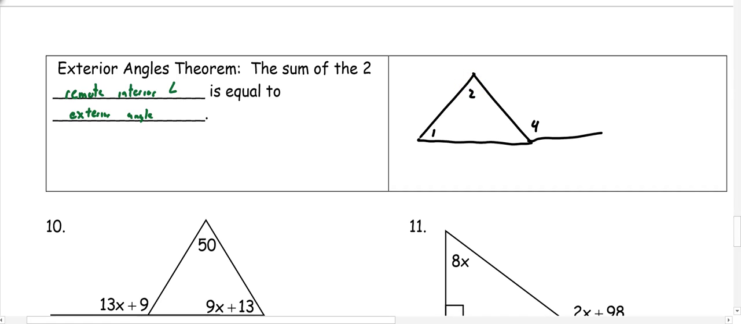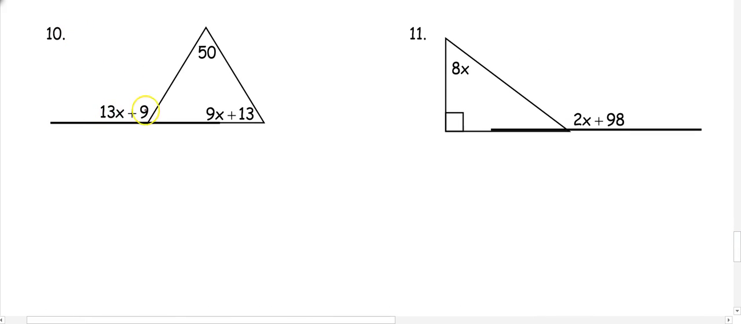Then in this theorem, we're saying that the measure of angle 4 is equal to the measure of angle 1 plus the measure of angle 2, which should make sense because if I was to add angle 3 in here, remember that 1, 2, and 3 must add up to 180, and 3 and 4 must add up to 180. So if I take away their common part that adds to 180, they must be equal to each other. So let's use this idea to solve for x.